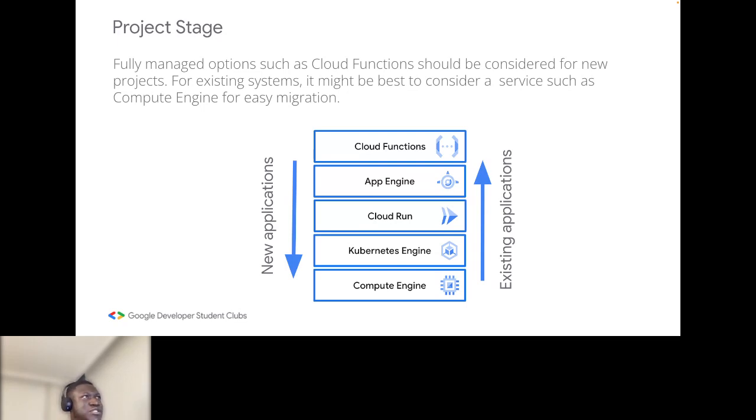But for existing applications, it is best to start from the ground up. You don't want a situation where you have a legacy app and you're trying to split it out into functions. It will be quite hard and it will take much more time. So for existing applications, you want to consider products such as Compute Engine. You go towards Kubernetes Engine for the Kubernetes clusters you already have, before you start looking at these fully managed options such as Cloud Functions, App Engine, and Cloud Run.